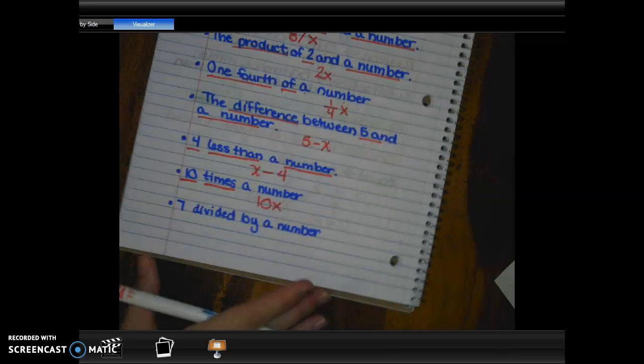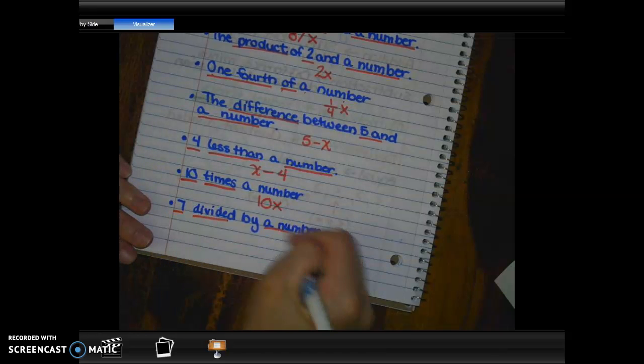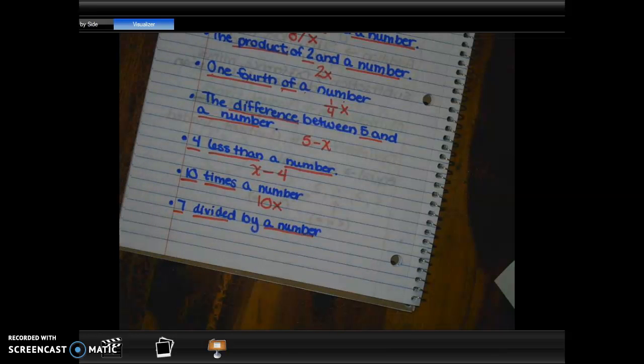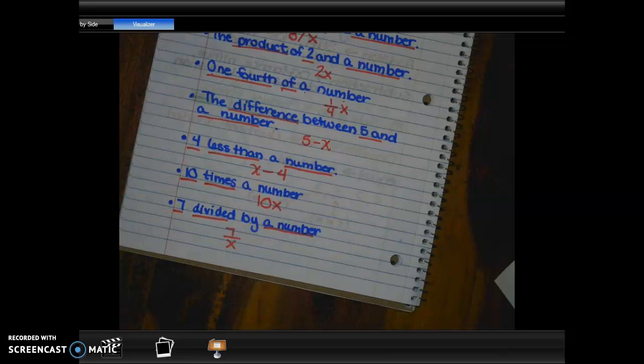All right, and the last example we're going to do for example 1, so we have 7 divided by a number. So 7 divided by a number. 7 divided by x.